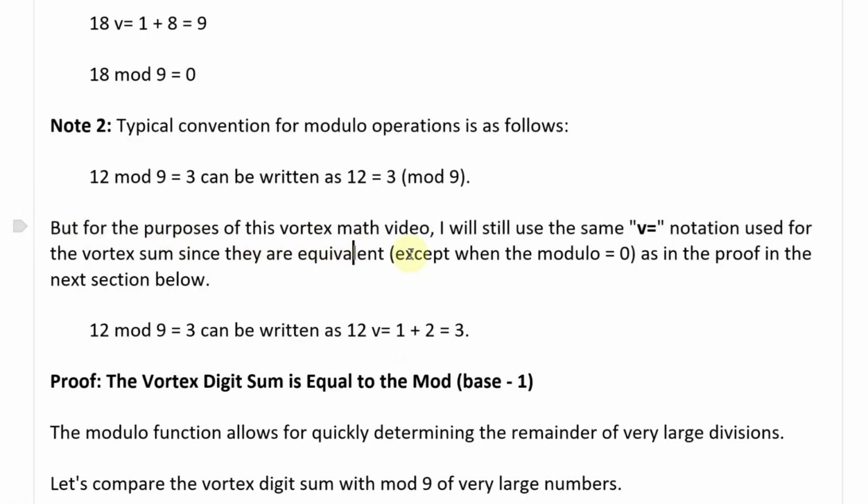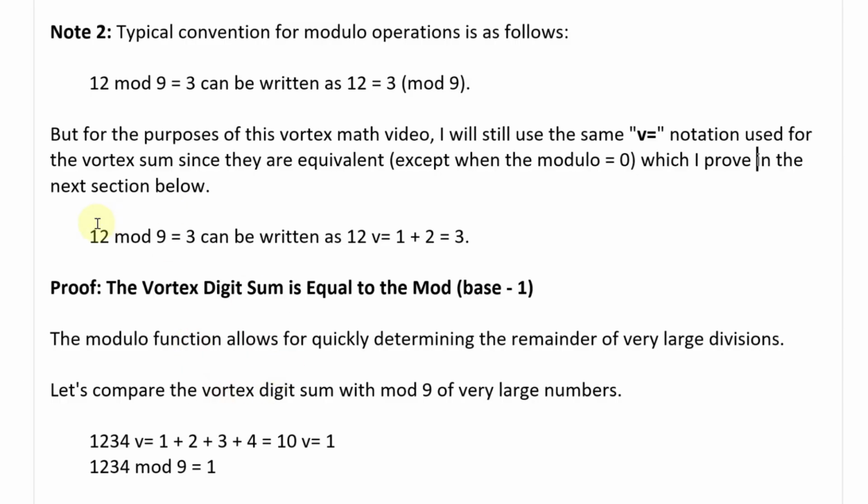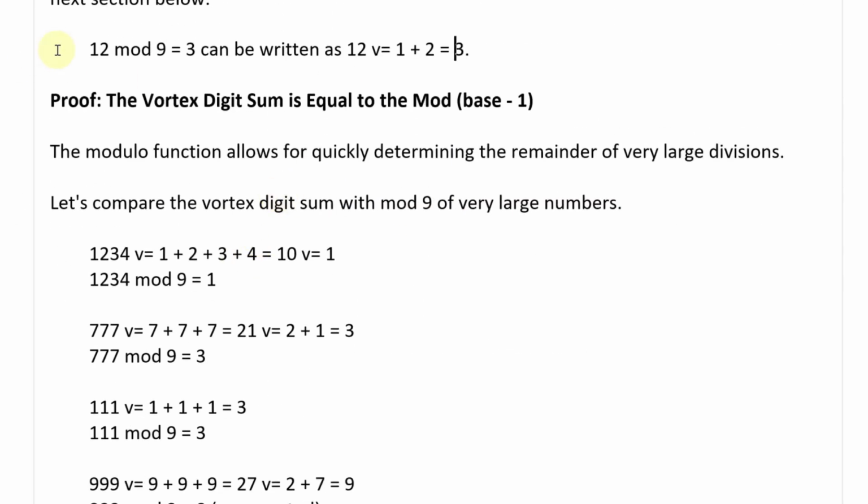For the purposes of this vortex math video, I'll use the same "v equals" notation used for the vortex sum, since they're equivalent, except when the modulo equals 0. That's the only issue. We'll have it as 9 for the vortex sum, as I prove in the next section. So we could write 12 mod 9 equals 3 as 12v equals 1 plus 2 equals 3, or yes, 12v equals 3. The vortex sum is 3, so they're equivalent.